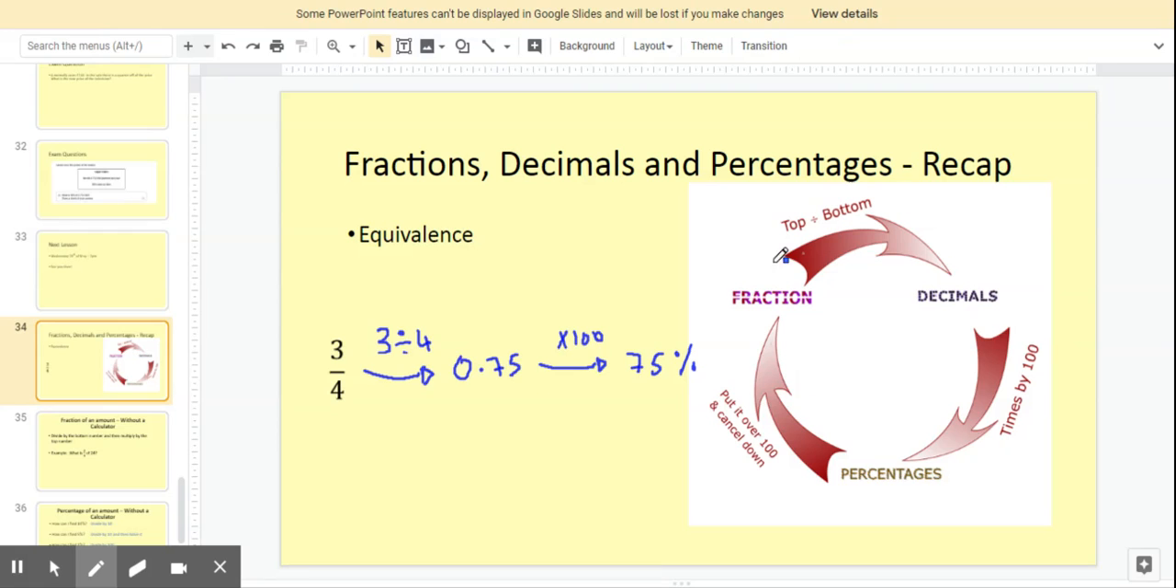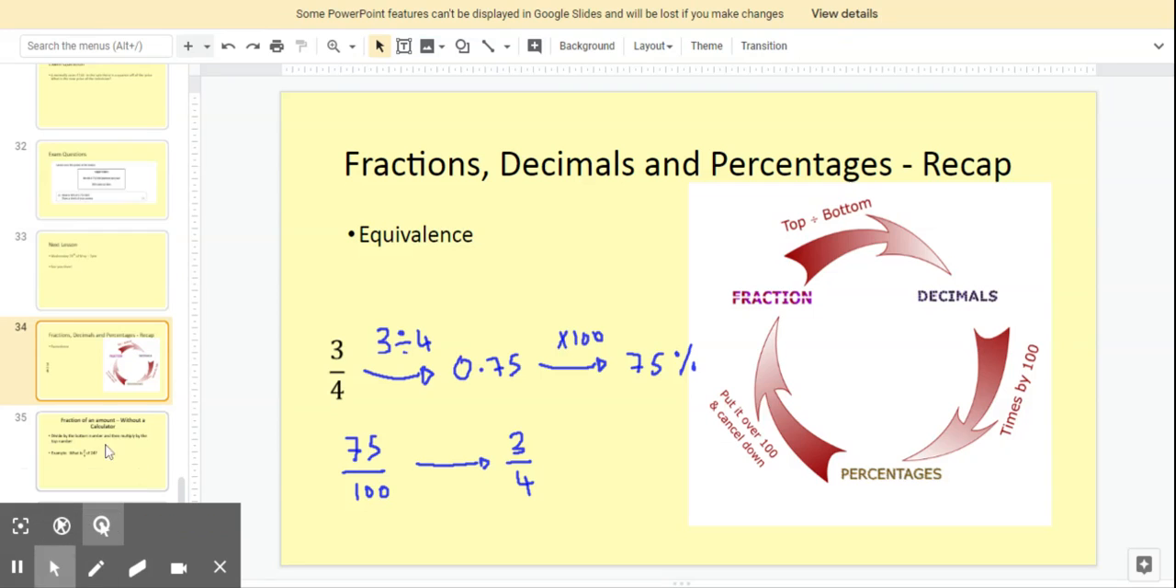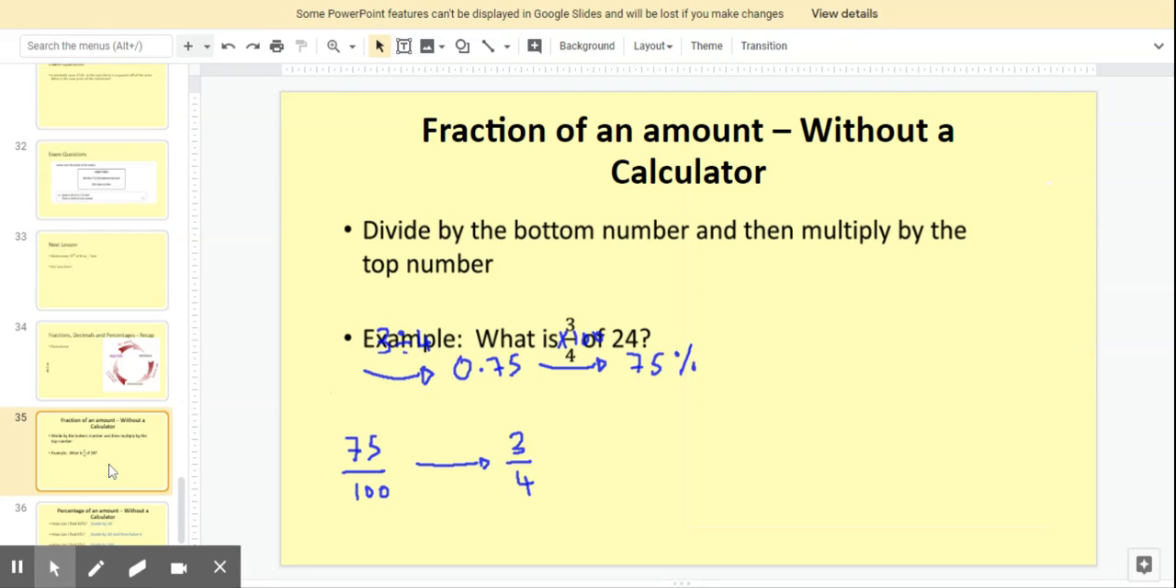If we wanted to go back to a fraction, from our 75%, remembering that a percentage is always out of 100, 75 over 100, and then we could simplify that by dividing by 5 and then 5 again, and we would end up with 3/4. So that was our equivalences.